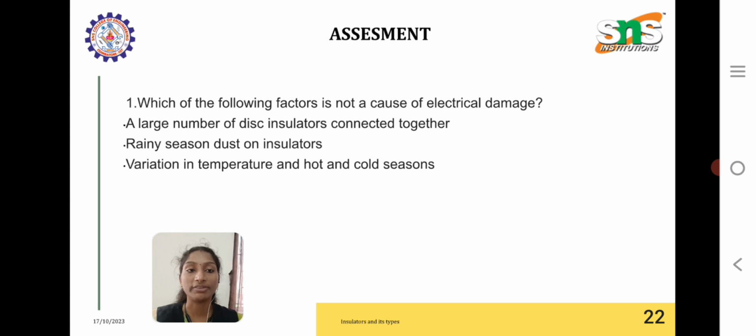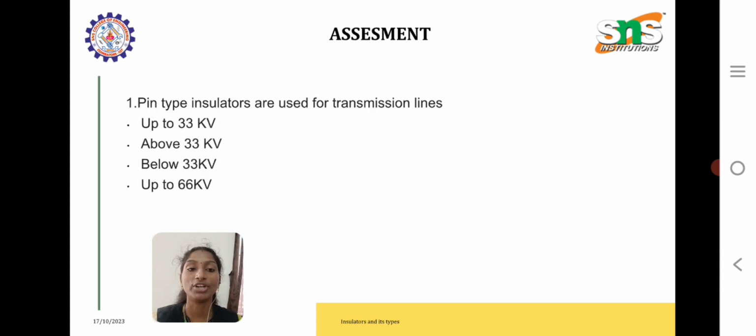Which of the following factors is not a cause of electrical damage? A large number of disc insulators connected together causes damage? No. Rainy season dust on insulators? Yes. Variation in temperature in hot and cold seasons? Yes. So the answer is a large number of disc insulators connected together will not create any electrical damage.